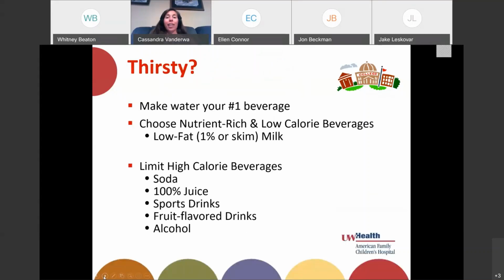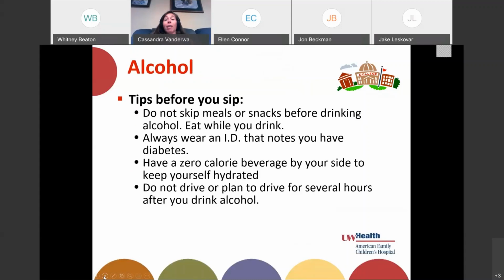And then finally, hydration, equally as important. It's really easy to get stuck in the hustle and bustle of class after class and forget to drink. So continuing to make water your number 1 beverage, choosing nutrient-rich beverages that are low calorie, such as low-fat milk or an assortment of plant-based milks that might be available to you are important. And continuing to limit those high-calorie beverages that can make blood sugar management more difficult. And one of those, of course, is alcohol.